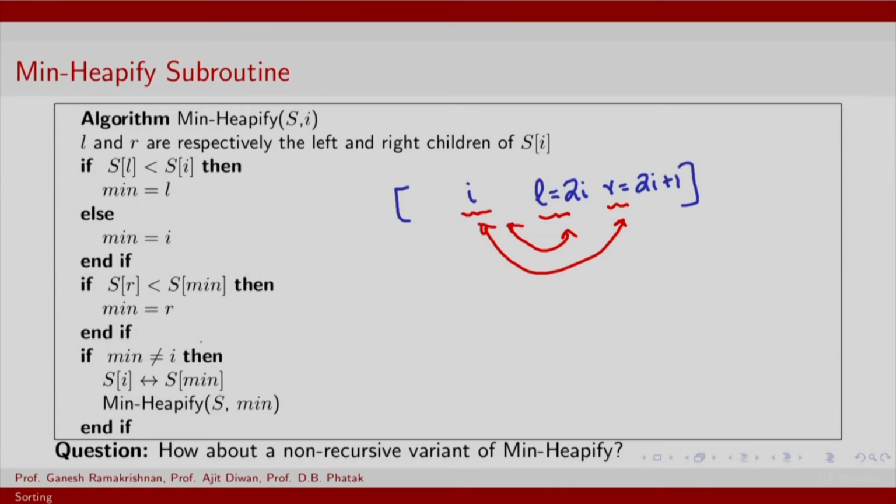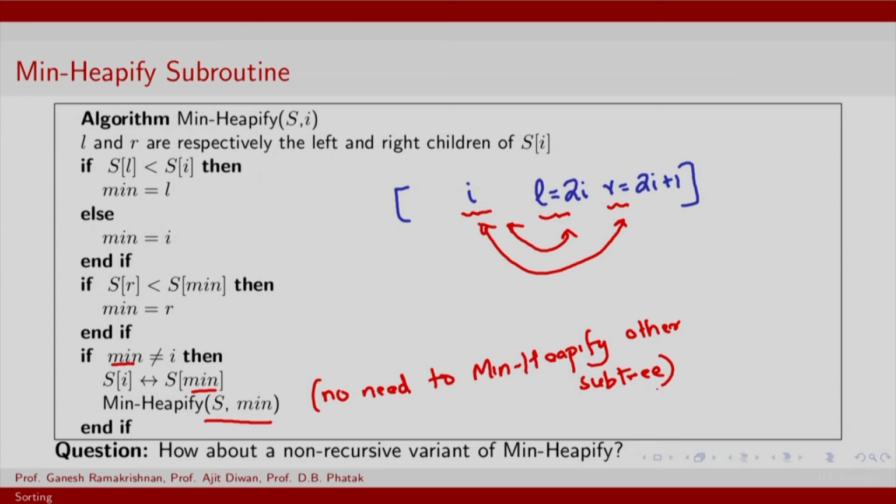So once you have found the minimum element, check if that min element is i. If it is not i, then what you need to do is replace the L with an i or R with an i corresponding to which of them turned out to be minimum, and that we are keeping track of through min. So S i is swapped with S min, whichever of these is, and thereafter you again call min heapify on S min. There is no need to min heapify the other subtree, the subtree that did not correspond to the min element, and the reason for this is we already had a min heap before i got introduced.